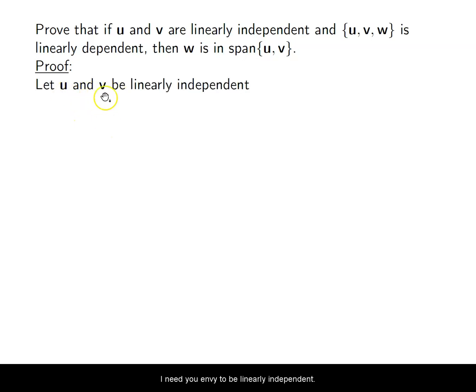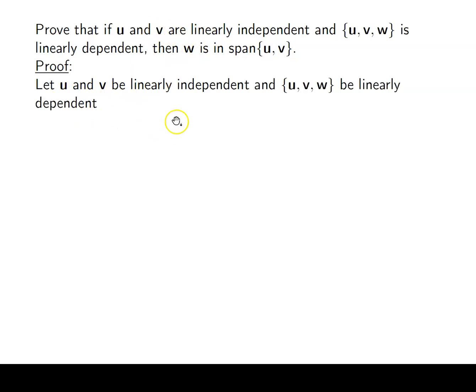Okay, I need u and v to be linearly independent, and I need u, v, and w to be linearly dependent, right? So I have two vectors that are independent, so I'm starting with the if. I literally just copied the if line, and now I'm going to work my way down until I get down to my event.